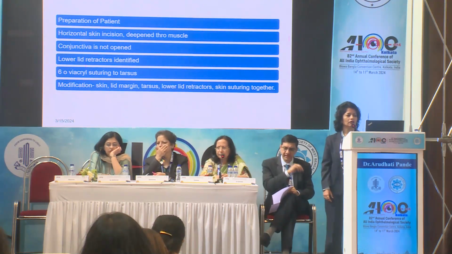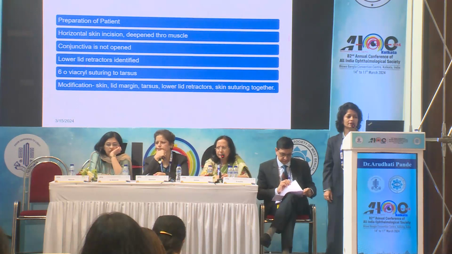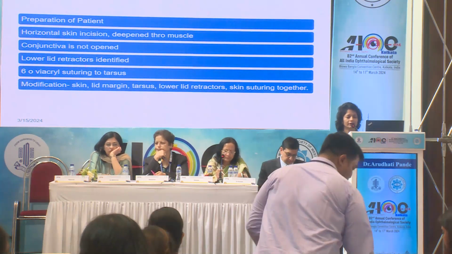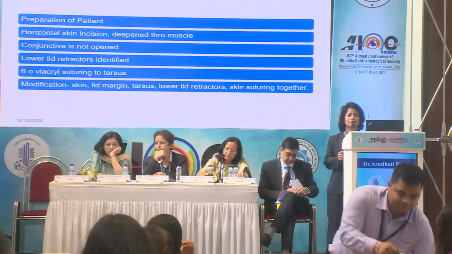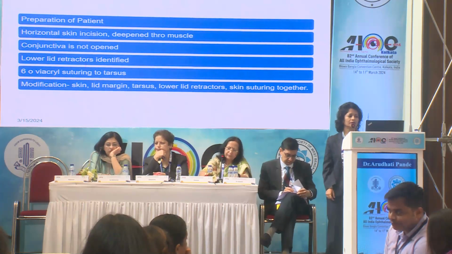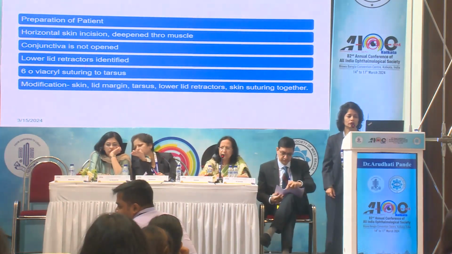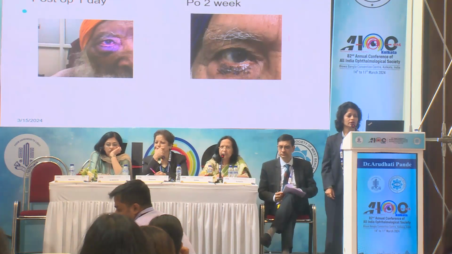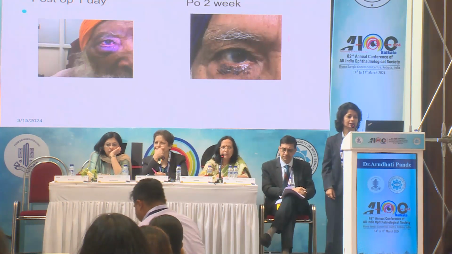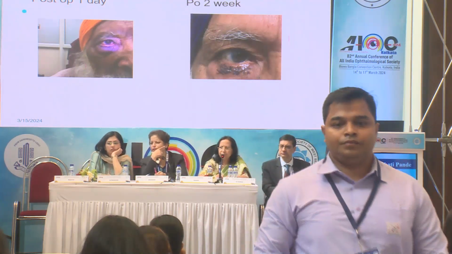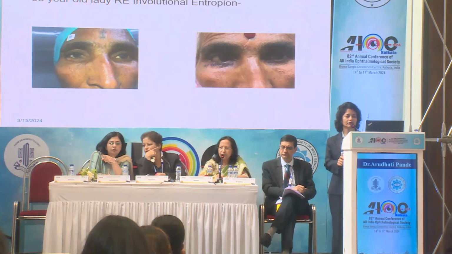So what is done? After preparation of the patient, a horizontal lid incision is deepened through the muscle, that is orbicularis. The conjunctiva is not opened. Lower lid retractors are identified. Ask the patient to look up and you can feel the tuck. The retractors are sutured to the tarsus. What I did is suture skin, lid margin, tarsus, lower lid retractors and skin together. In this patient's right eye, within 1 or 2 weeks, once the hematoma resolves, you will see good results. And the lid is really forgiving in this manner.